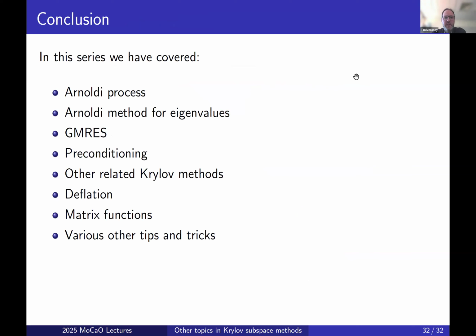in our final slide. We've covered the Arnoldi process that we use to do all sorts of things by now, especially for finding eigenvalues. We analyzed that in some detail, especially for solving linear systems with GMRes that we spent a lot of time on, preconditioning, which is a key part of that GMRes story. And today, a whole host of other related Krylov methods, this key idea of deflation, matrix functions, and various other tips and tricks that I thought of at different times to put in.